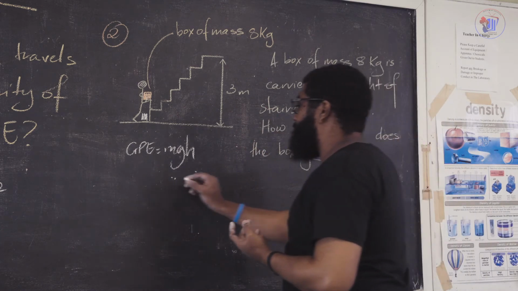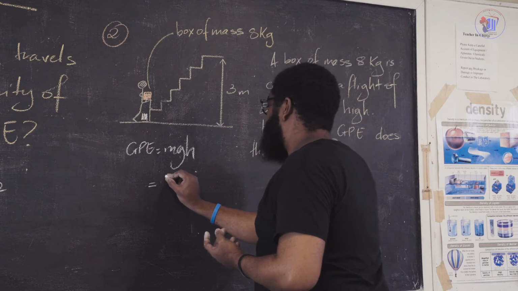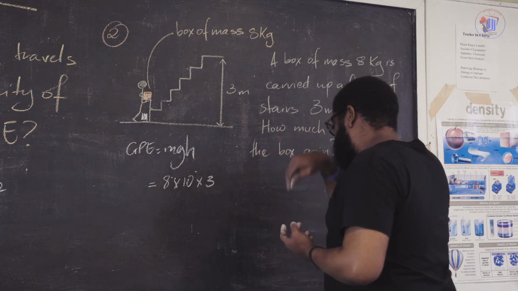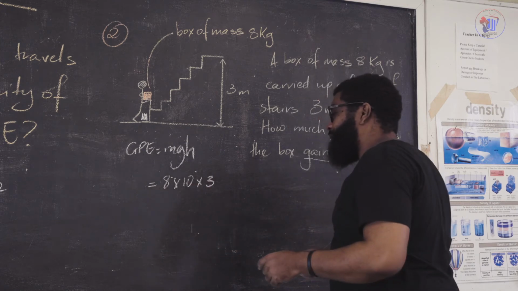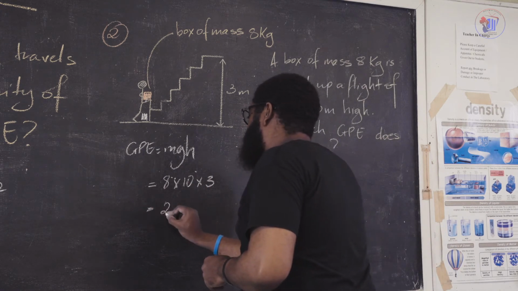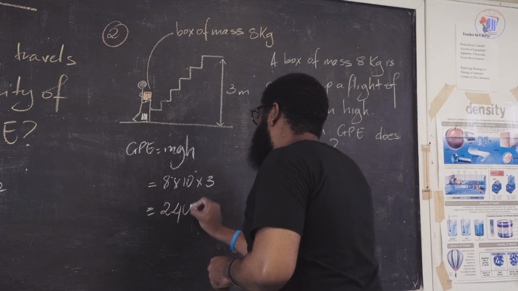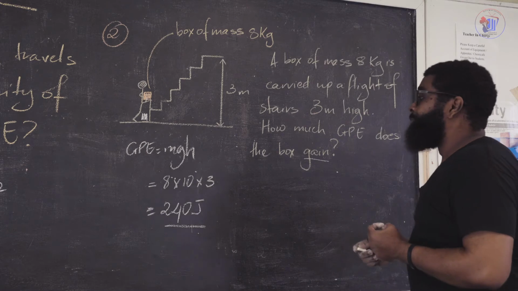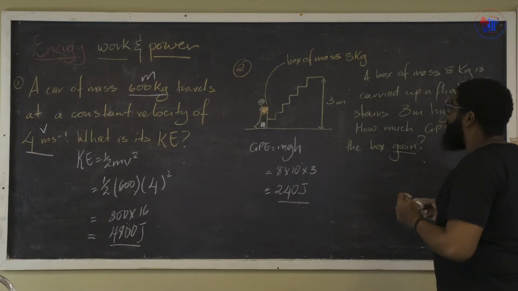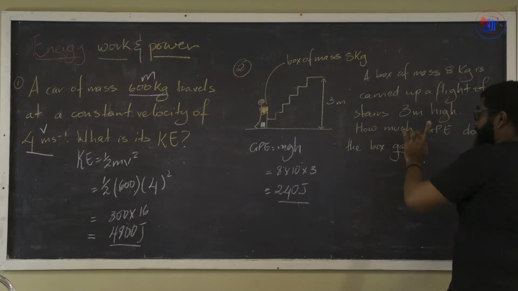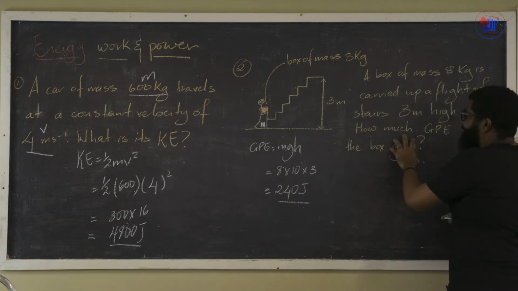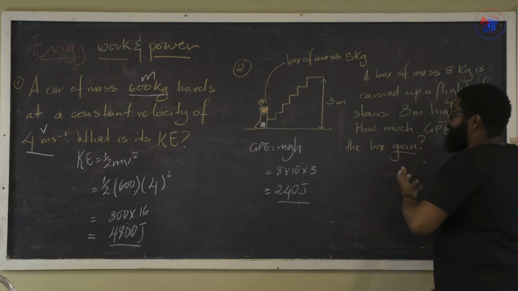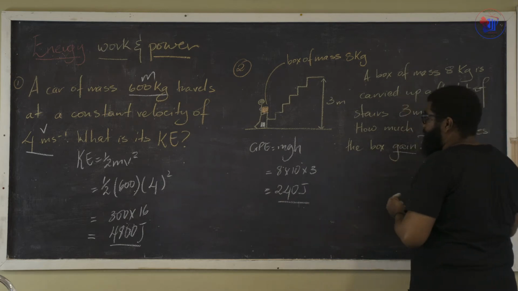Mass, acceleration due to gravity is 10, and height is 3. So substituting into the formula, we have 8 by 10 by 3. 8 tens are 80, and 3 eighths are 24. 240 joules. That's it. This is how we use the formula. So please, again, note, just don't let the word gain confuse you. It's commonly used in reference to GPE, and it just means what is the GPE at this point.